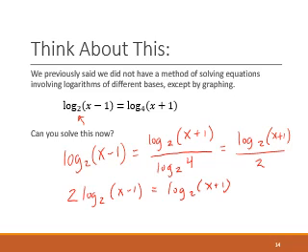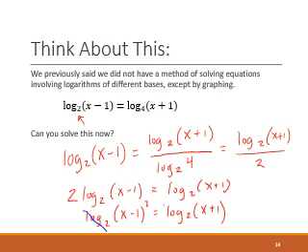Now, we have to get rid of the 2 as a leading coefficient, so we have to use our log properties to turn it into an exponent. And now you're in a position to use the one-to-one property. You have log base 2 of x minus 1 squared equals log base 2 of x plus 1. Since they're both log base 2, we can basically ignore the logarithm. And now all we need to do is solve x minus 1 squared equals x plus 1.